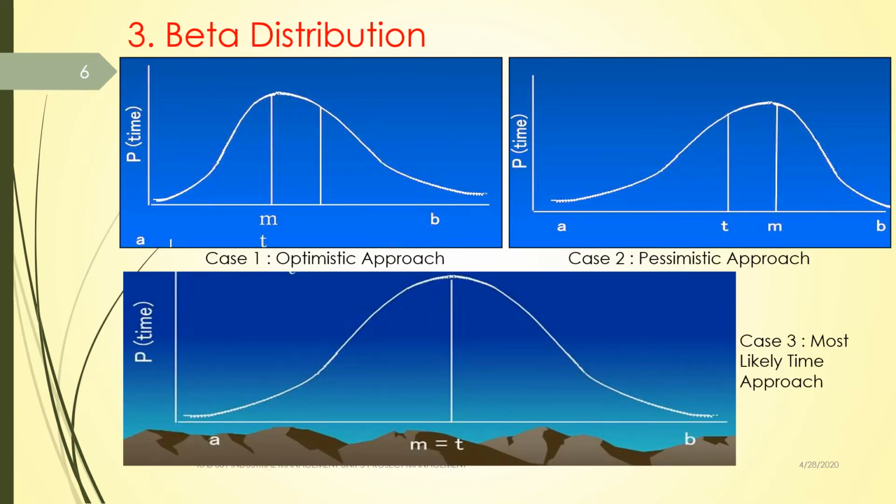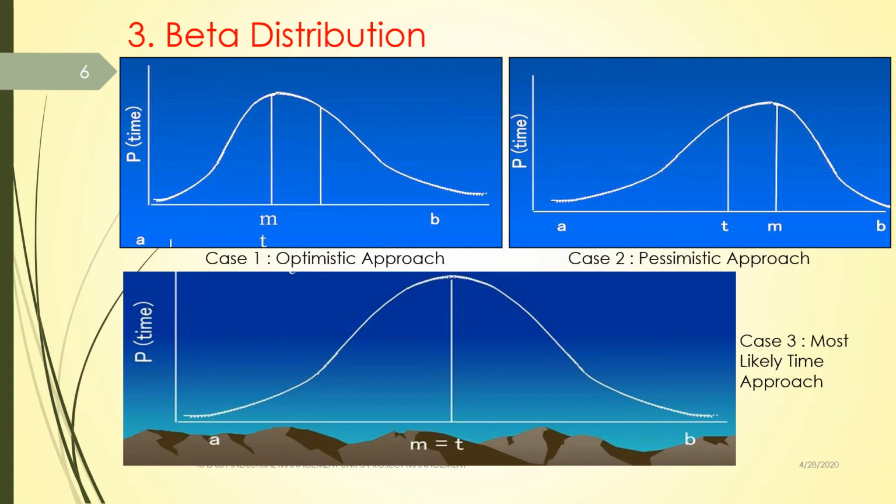Next, we will see the beta distribution in all three cases: when optimistic time is taken into consideration, when pessimistic time is taken into consideration, and when most likely time is taken into consideration. Here you can see in all three conditions, T represents the time, and the graph is given to you as the beta distribution between time and the activities that are carried on.